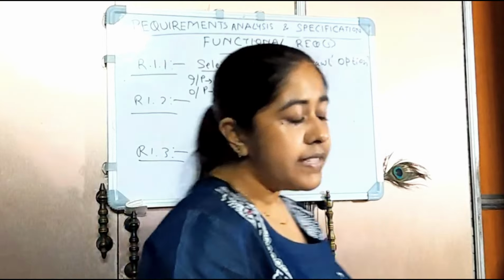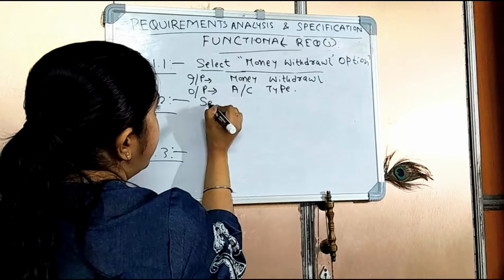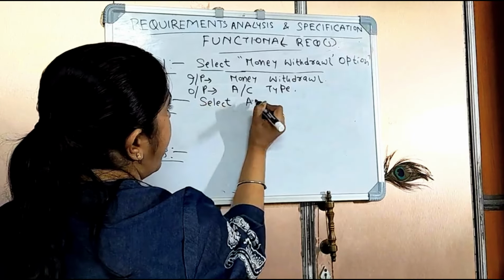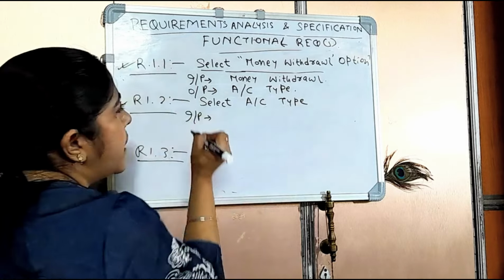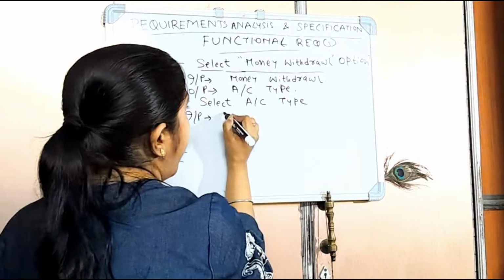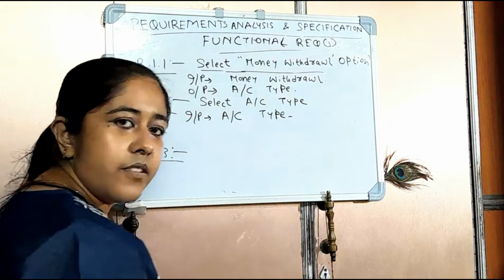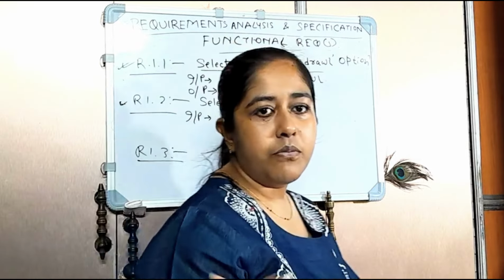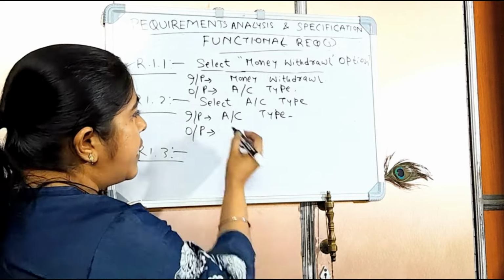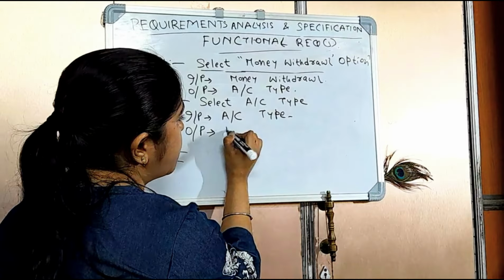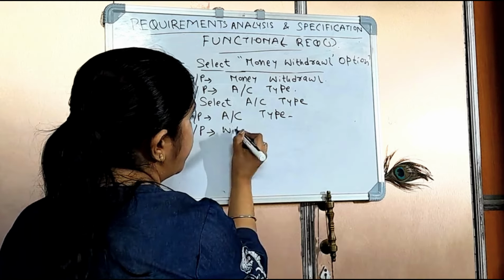Then the second one is select account type. This is my first requirement, and the second requirement is select account type. Now what will be my input for this particular thing? I will give my account type. What is my account type? A fixed account or your savings account, anything. Then after that, what will be the output? It will ask for your money, how much money you need, the amount. Okay, withdrawal amount.